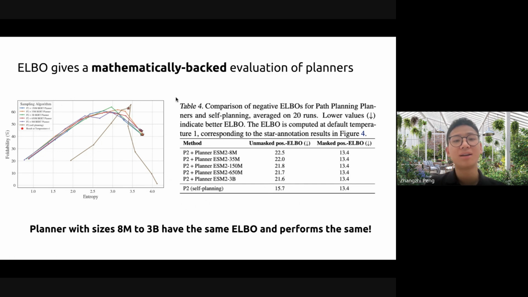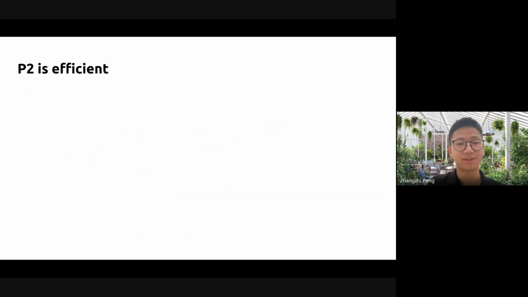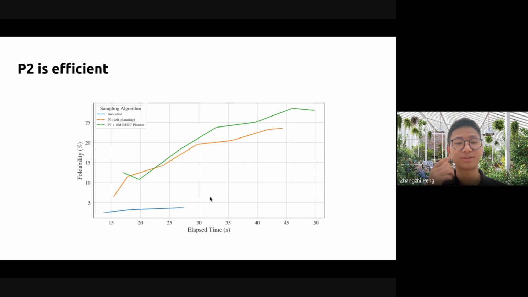So overall, we just want to highlight the message here. You can plug in the elbow, you can evaluate your planner. This is a nice thing about P2. And lastly, I just want to show P2 is efficient, and here we tuned the sampling steps, as I mentioned. If your task is simple, you should use fewer steps and get similar performance. If your task is hard, you use more steps and you use more time.